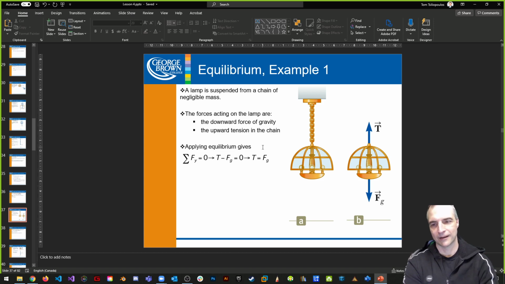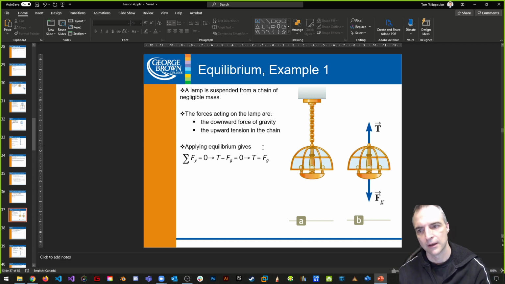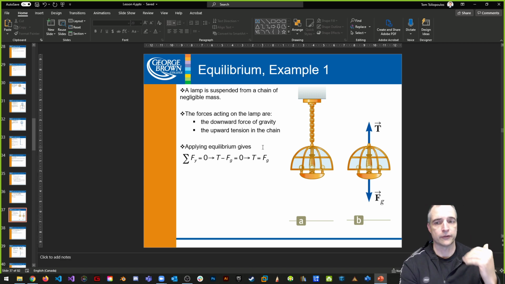So, a lamp is suspended from a chain of negligible mass. Notice it says negligible mass. We want to make it so that it's insignificant. The forces acting on the lamp are the downward force of gravity and the upward tension in the chain. Why? Because the tension is holding the mass of the lamp from falling. The tension in the chain has to be equivalent to the force of gravity. If it's not, the chain would snap and the lamp would fall. So the tension must be the same as the force of gravity or greater. Usually it's greater.